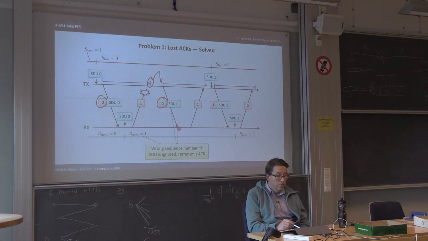So this frame here is never delivered. It's thrown away. Okay. Wrong sequence number, the service data unit is ignored, and we retransmit the acknowledgement. Because we just received 0, but we wanted 1, so let's tell the transmitter again, hey, I don't want 0, I want 1. Don't send me any zeros. I want 1. Okay?